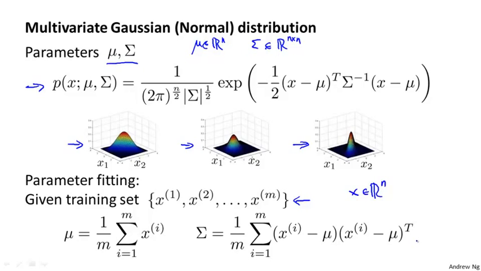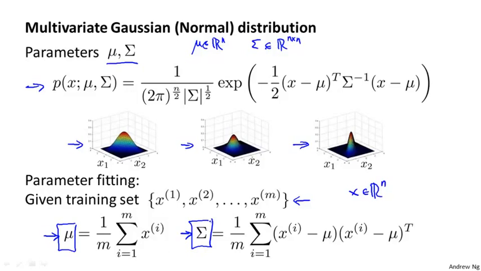Well, the standard formulas for estimating them is you set mu to be just the average of your training examples, and you set sigma to be equal to this. And this is actually just like the sigma that we had written out when we were using the PCA, or the principal components analysis algorithm. So you just plug in these two formulas, and this would give you your estimated parameter mu and your estimated parameter sigma. So given the data set, here's how you estimate mu and sigma.